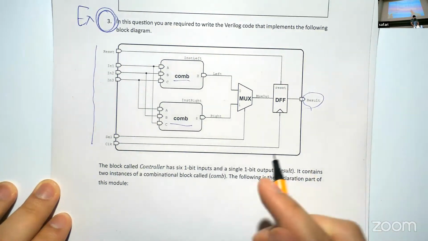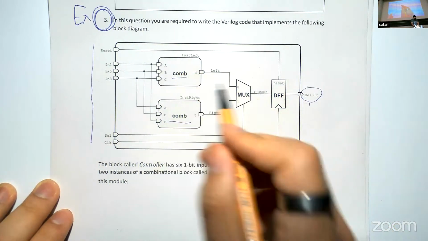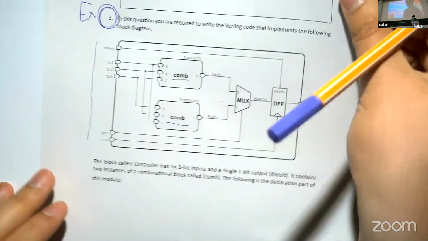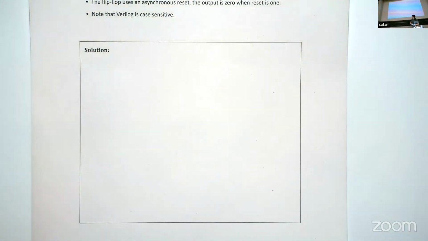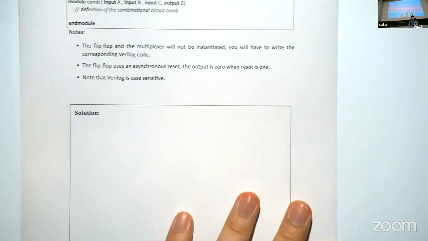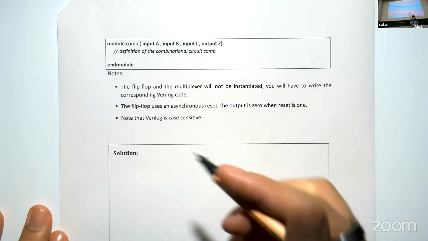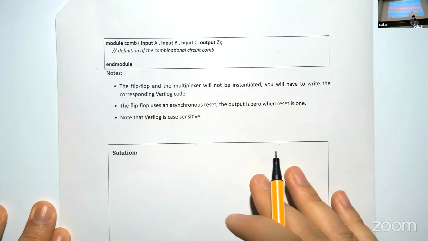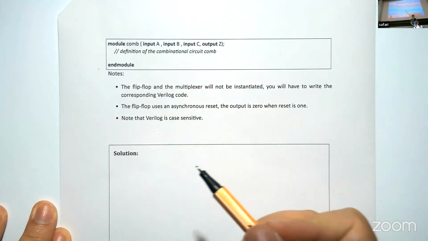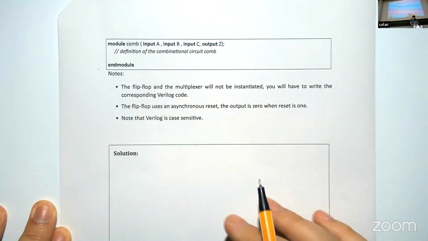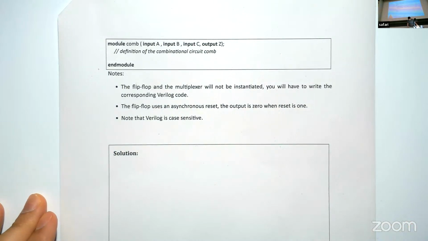And the following, it says, is the declaration of the comb module. It's on the next page. We're going to go here. I cannot display both of them at the same time, so unfortunate. And this is what the comb module looks like. It has 3 inputs and 1 output. You need to know this because you're going to instantiate it in your code, but you don't need to know what's inside of it. So I'll just start writing this.